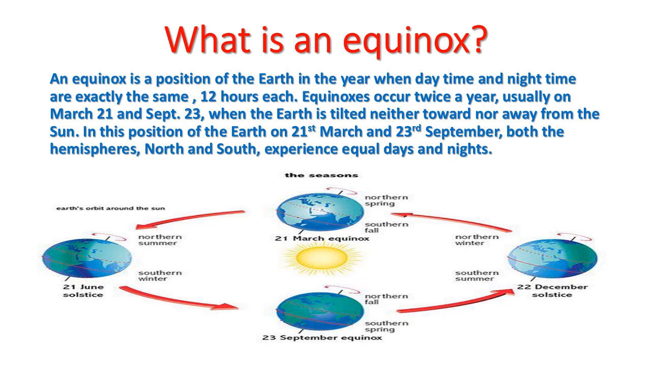Equinoxes occur twice a year, usually on March 21st and September 23rd, when the earth is tilted neither towards nor away from the sun. In this position of the earth on 21st March and 23rd September, both the hemispheres, north and south, experience equal days and nights. See the picture, read the lines. I think you will understand.